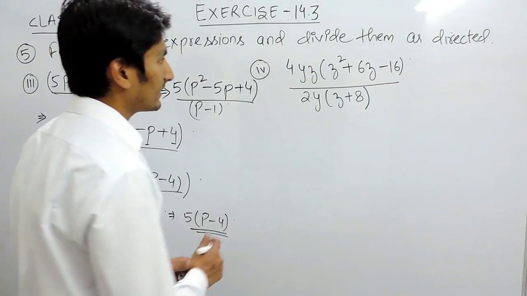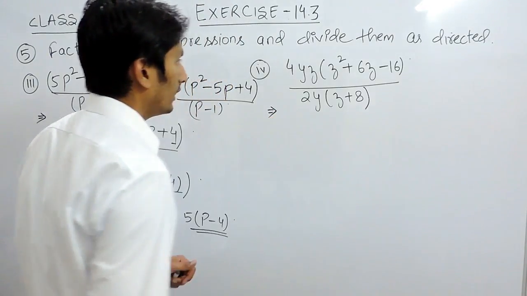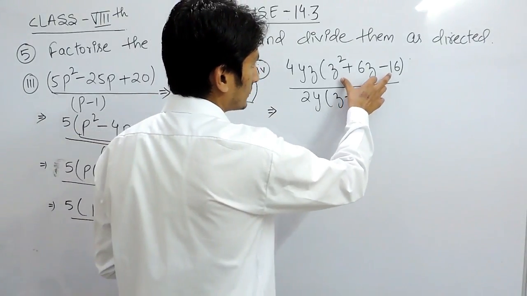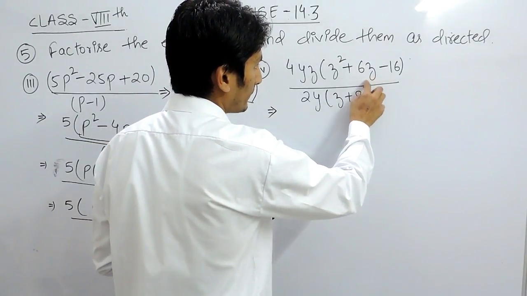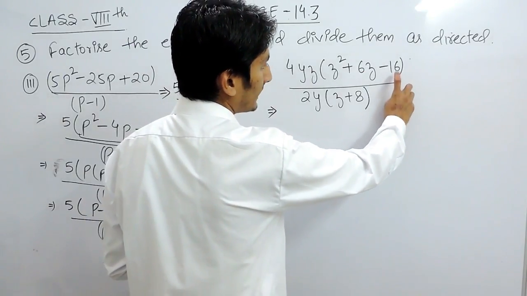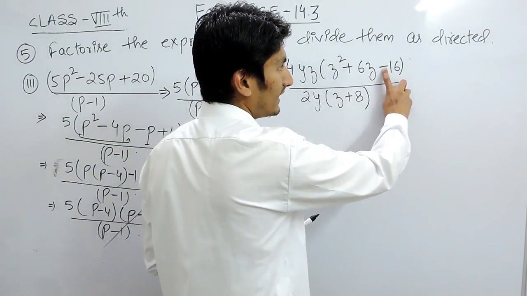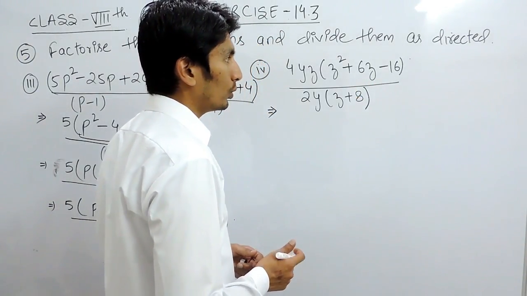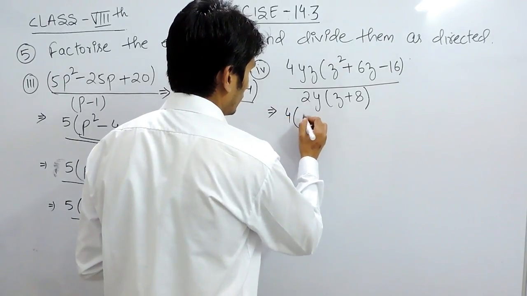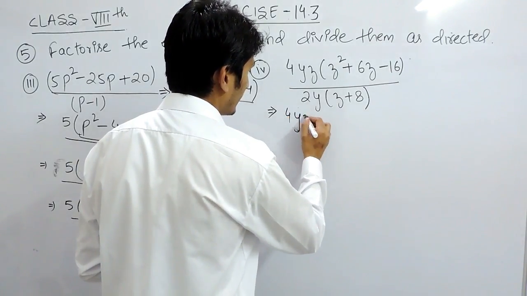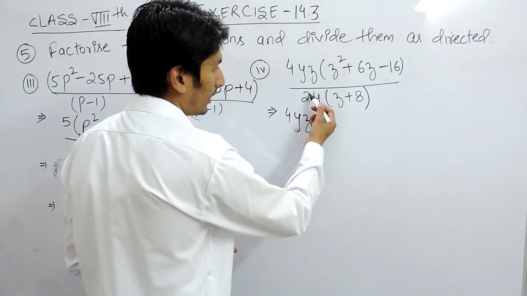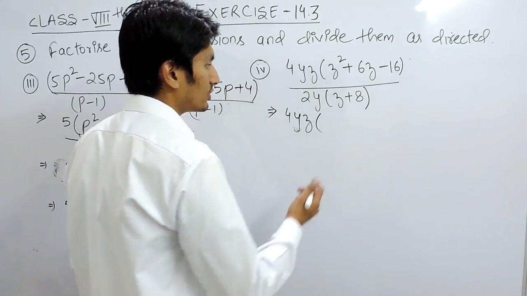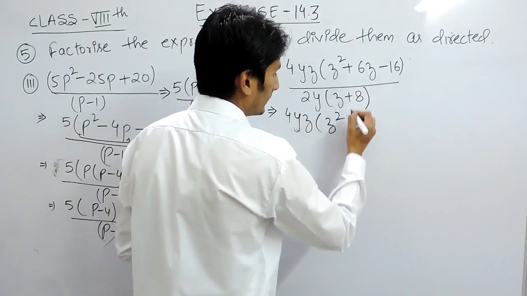Now again you have to factorize this. To factorize this, again you have to split this 6 into two parts such that their multiplication should be 16 and their subtraction should be 6. So clearly those two numbers are 8 and 2. So this 4yz will remain as it is. If you want, you can cancel this out. Here also the answer won't change. So this is z square.